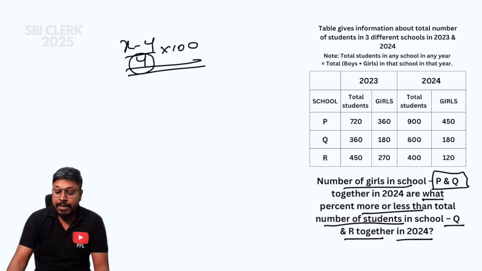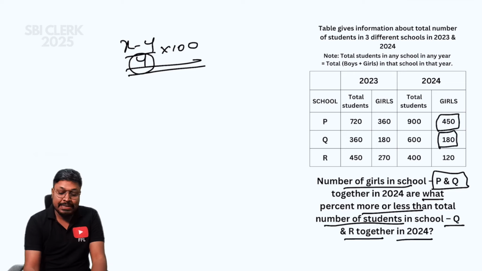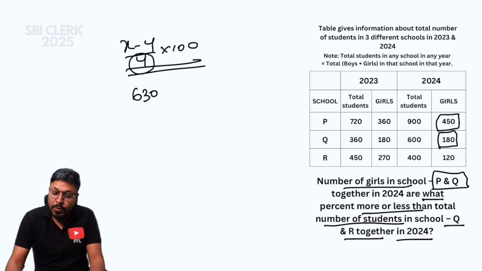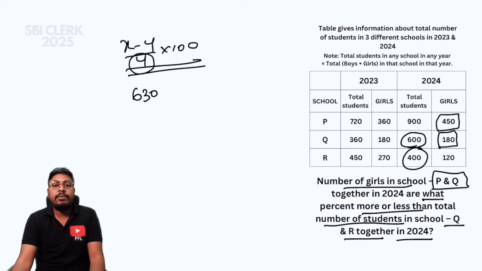So now let me find what is the total number of girls in school P and Q in 2024. So 2024 is 450, 180. 450 plus 180 will be 630. So 630 will be the value of X. What about the value of Y? Q and R together. So Q is how much? Where they are talking about the total 600, 400. 600 plus 400 will be 1000.